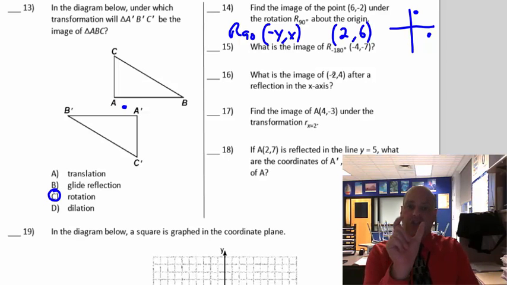Don't forget, every rotation 90, you switch the numbers. Rotate 180. Negative 180 is the same as 180. They flip and they flip. All right, so I'm going to do another little graph here. Negative 4, negative 7 is right here. So a 180 is going to go two quadrants.